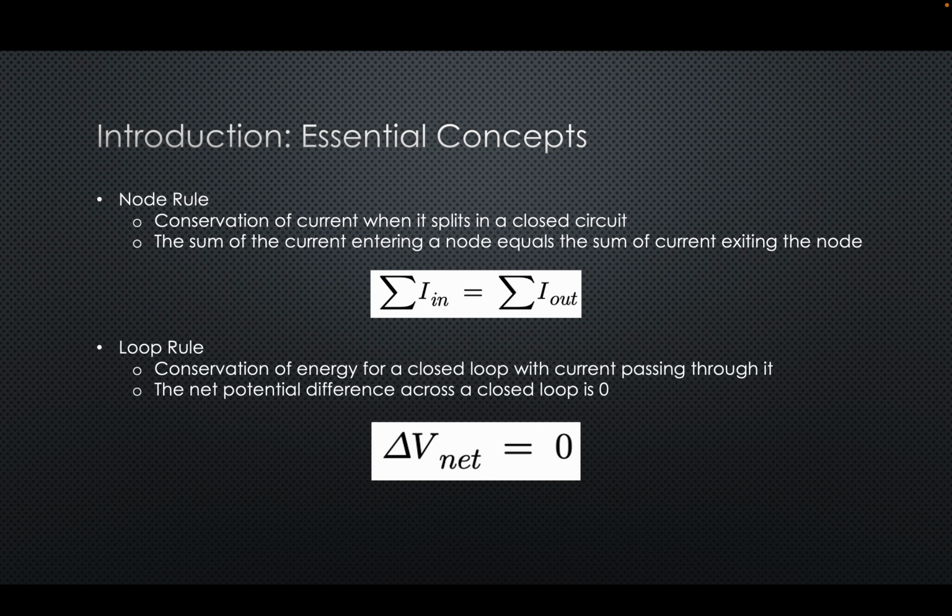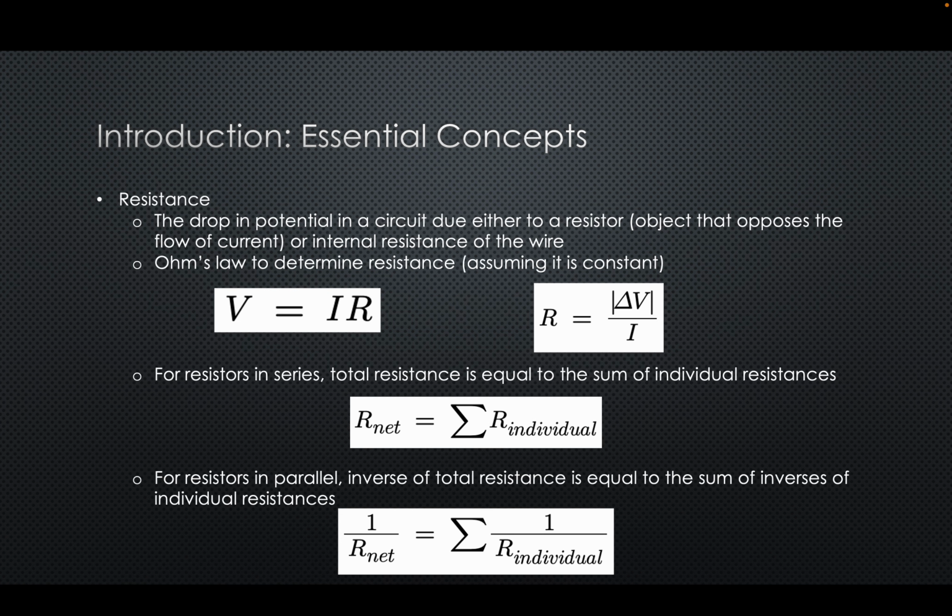So here are some essential concepts, the first one being the node rule, which states that current flowing into a node equals the current flowing out of a node. And the loop rule, which states that the potential difference across a closed loop of current is equal to 0. And both of these stem from the charge conservation and energy conservation laws.